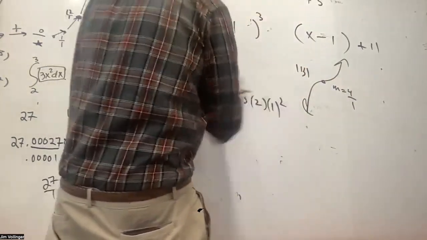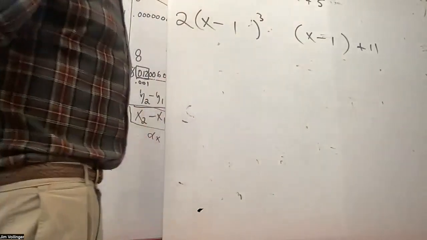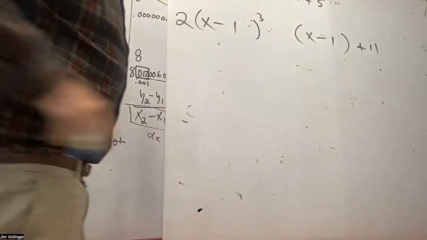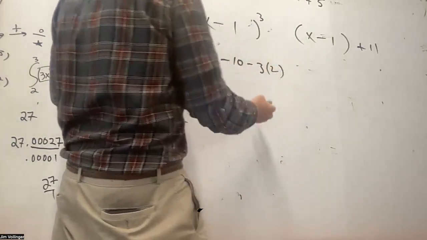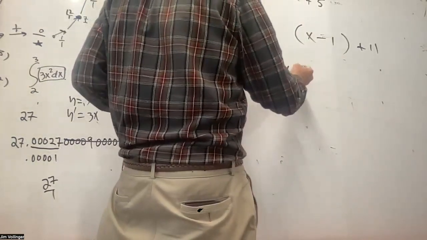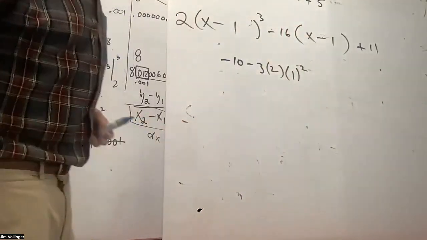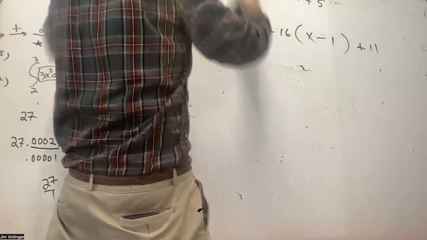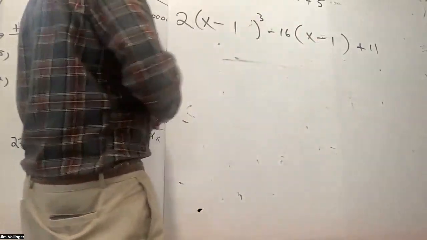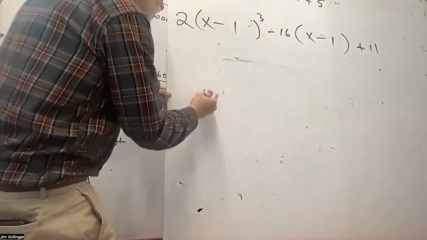All right, because I wanted to show you how you could get the x values of the local max and local min more easily. So c, minus 10, minus 3 times 2 times 1 squared. Okay, so minus 16. So this is better to look at. So now I know I have always increasing, always decreasing, the rate of change at the point of inflection. And then I want to do it from the calculus standpoint.